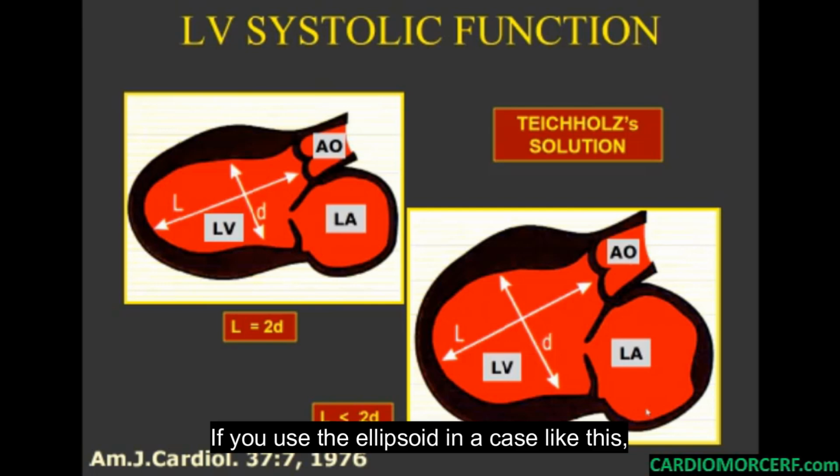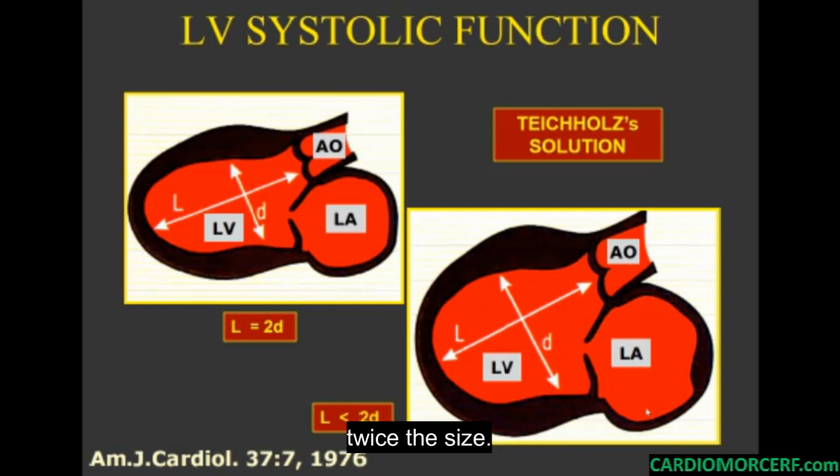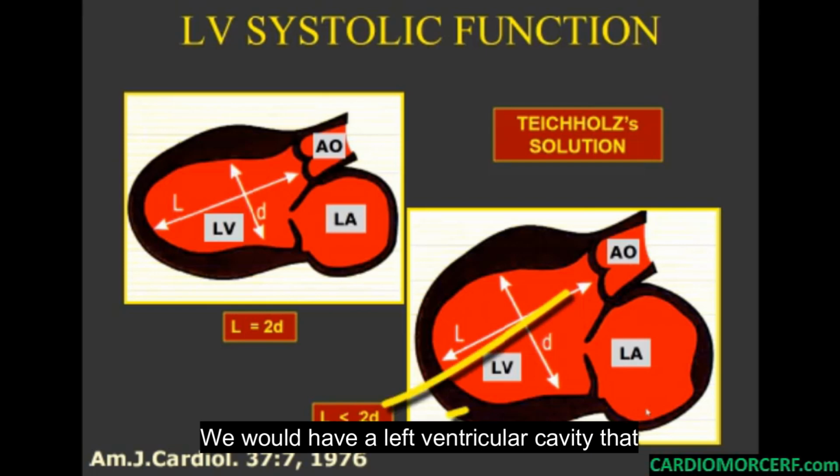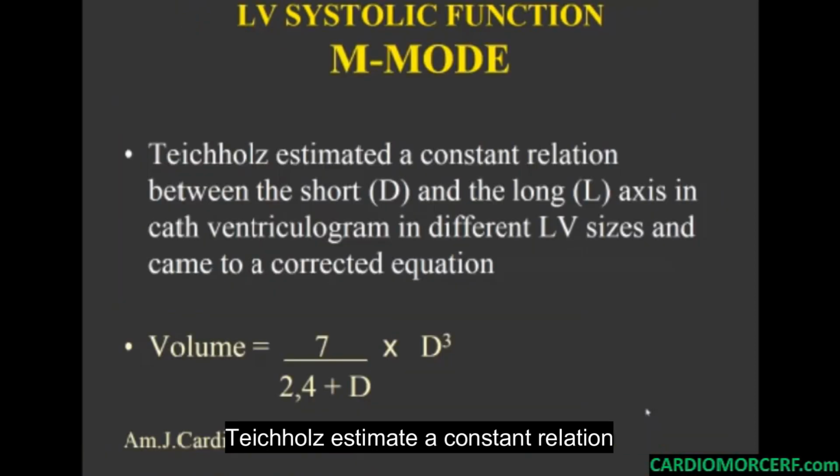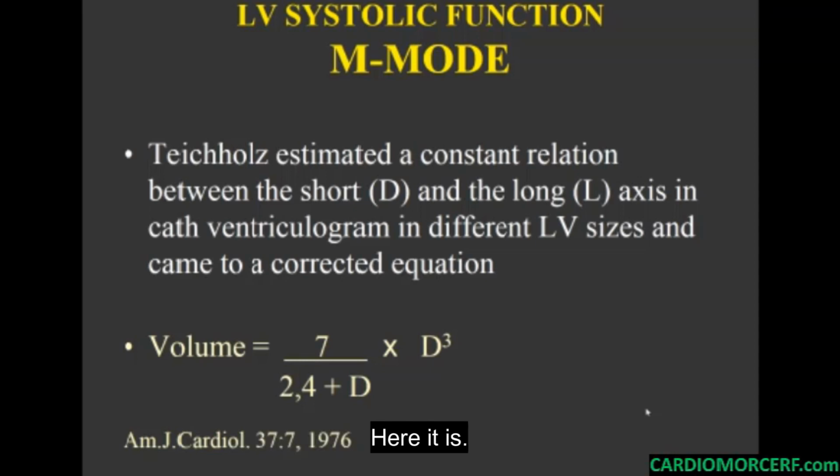If you use the ellipsoid in a case like this, when L is smaller than 2D, you can imagine that if we measure only the short axis, believing that the long axis is twice the size, we would have a left ventricular cavity that would be as dilated as here. Teichholz estimated a constant relation between the short and long axes in ventriculograms during catheterization in different left ventricle sizes, and came to a correct equation for these larger volumes. Here it is.